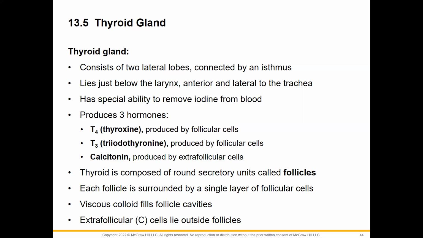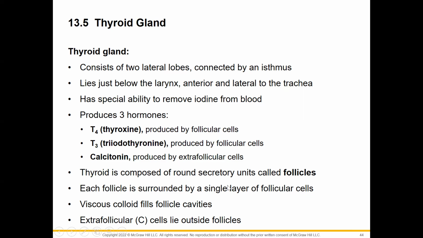Yes, I'm going to assume that you do know this. You know that it was a single layer of cells that surround a lumen, an open space. That's basically what a follicle is here. So a follicle is a space that is surrounded by a single layer of follicular cells.